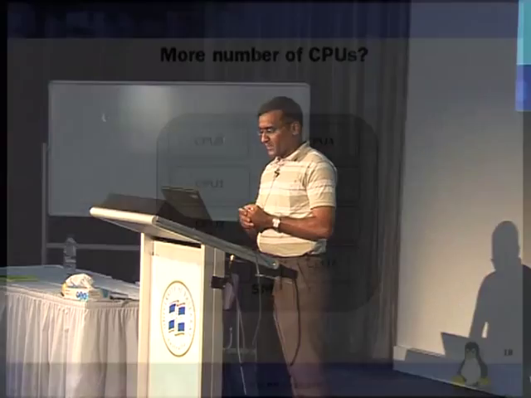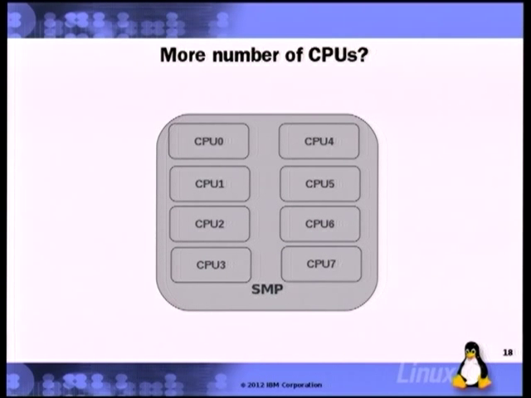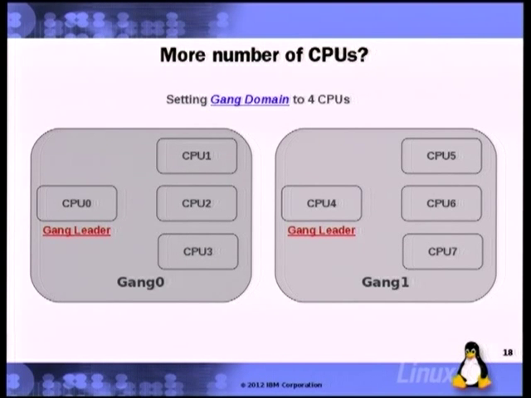So what if you have more CPUs? If we do a gang domain of 4 CPUs, then we have 2 different gangs running separately on their own. Gang 0 would take care of doing the gang scheduling on its own domain, while gang 1 will do it on the other domain. We can do gang on 8 CPUs, 16 CPUs, but whether it would scale up is the thing we have to answer.